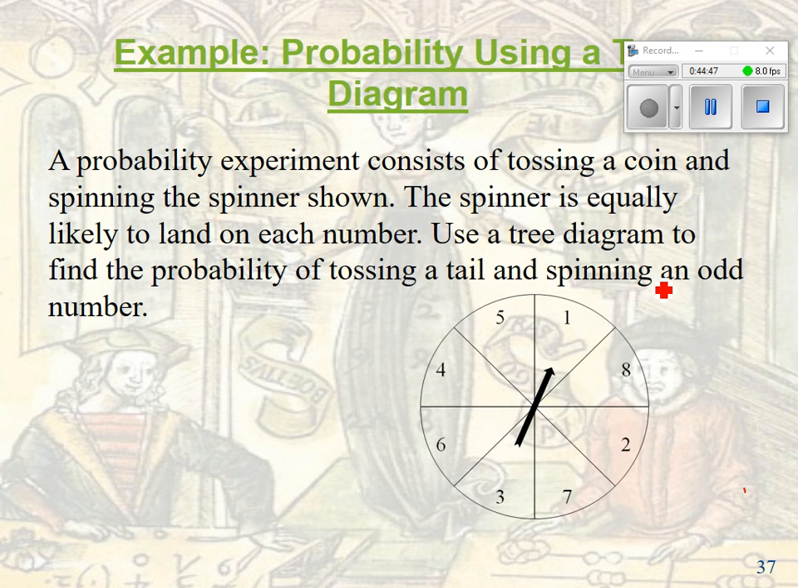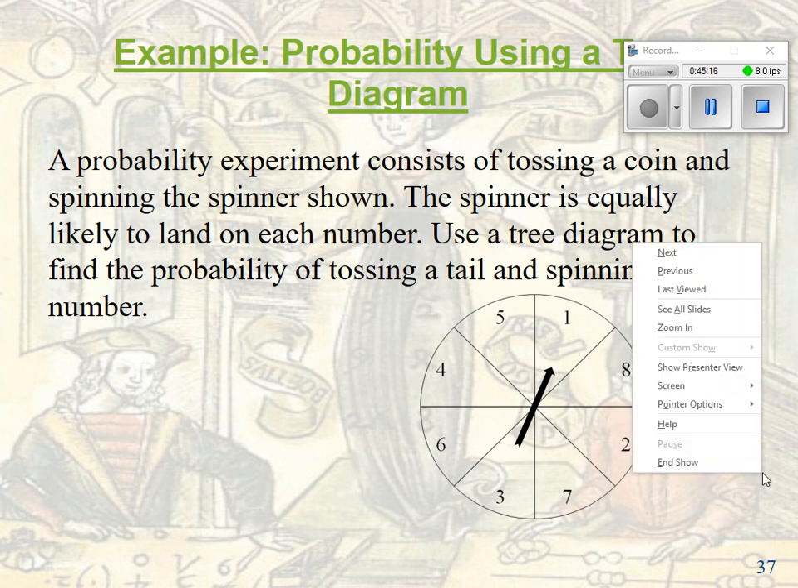Probability experiment consists of tossing a coin and spinning the spinner shown. The spinner is equally likely to land on any of the numbers. Use a tree diagram to find it. So if we're tossing a coin, what could you get on the coin? Tails. You could get what? Heads. If you flip a tail, what could you get on the spinner? 1, 2, 3, 4, and so on, right?